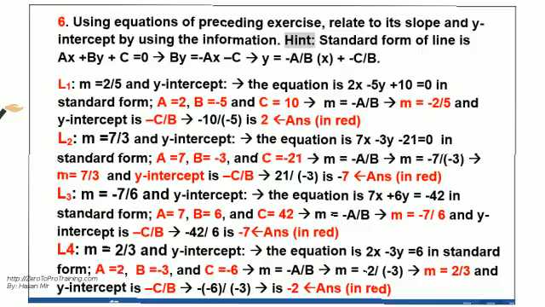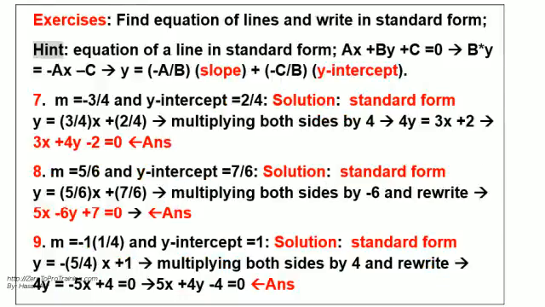6. Using the equations of the preceding exercise and the hint, find the slope and y-intercept, which yields respectively: L1: minus 2/5, minus 2. L2: 7/3, minus 7. L3: minus 6, minus 7. L4: 2/3, minus 2.